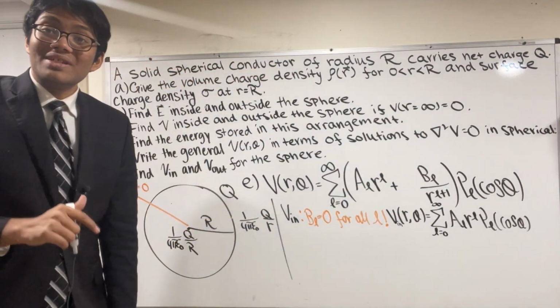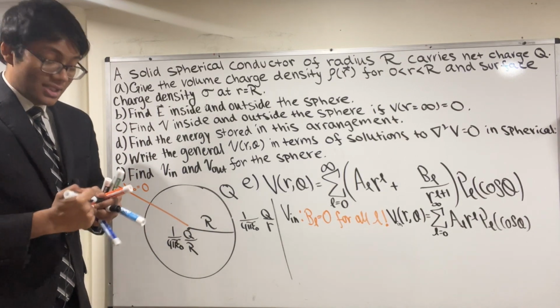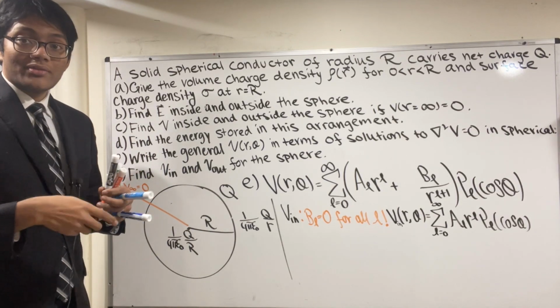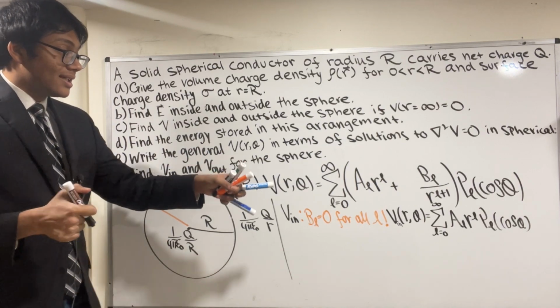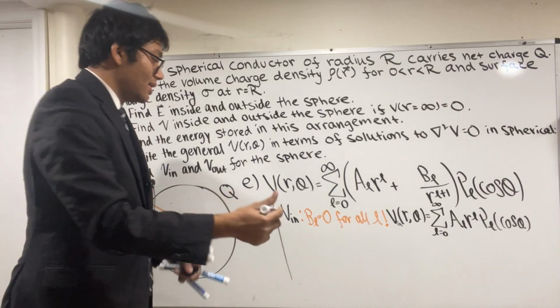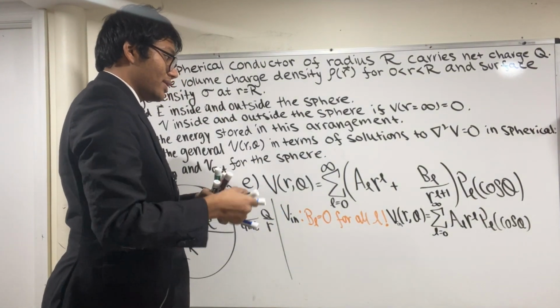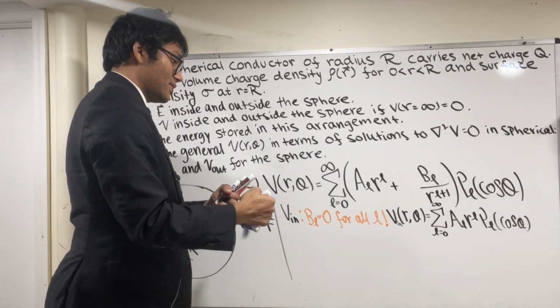That B sub L term is gone for good. Now let's take a look at the electric potential outside. We're not done yet. Just like the rectangular case, we have to find our expansion coefficients, but let's still find the electric potential outside, and then we'll deal with finding our expansion coefficients.